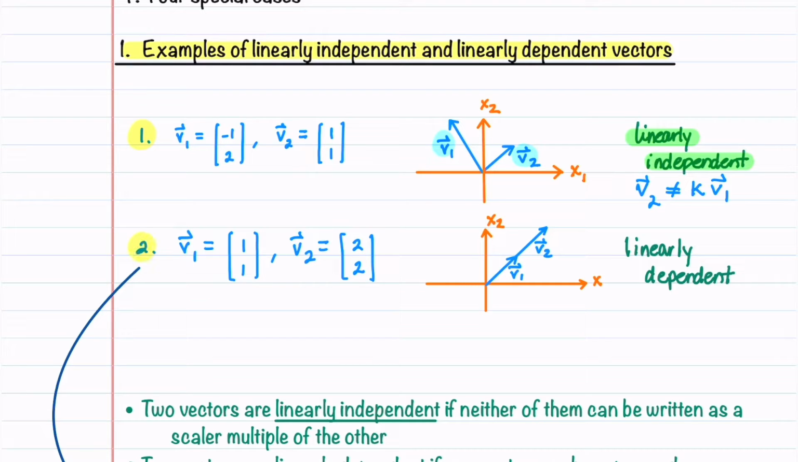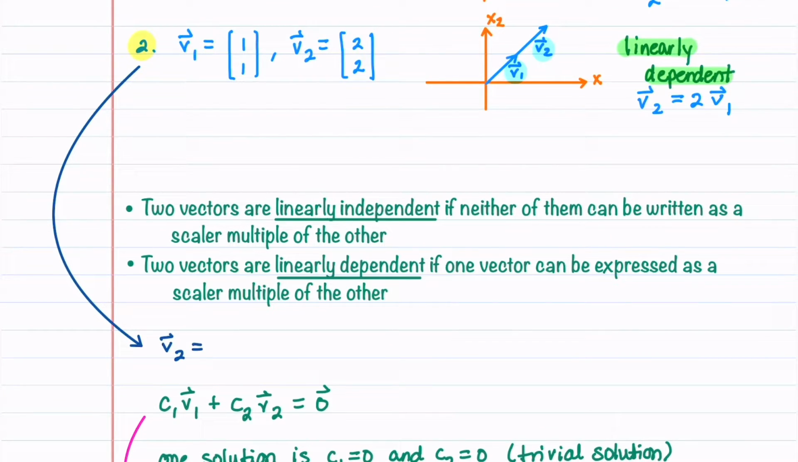Our second example is an example with two vectors that are linearly dependent. Notice that v1 and v2 point in the same direction and that we can write v2 as 2 times v1, so v2 is a multiple of v1.